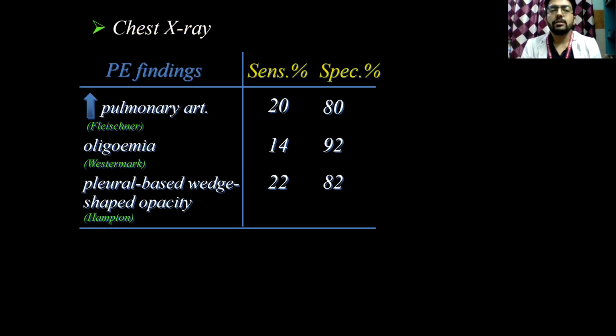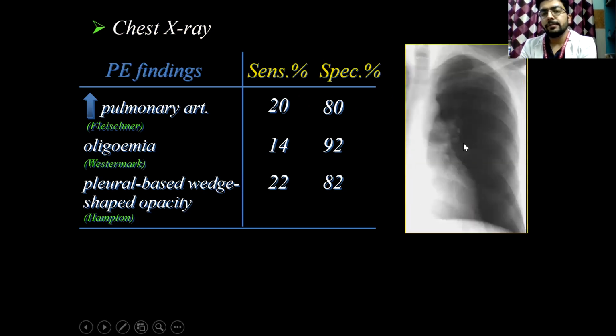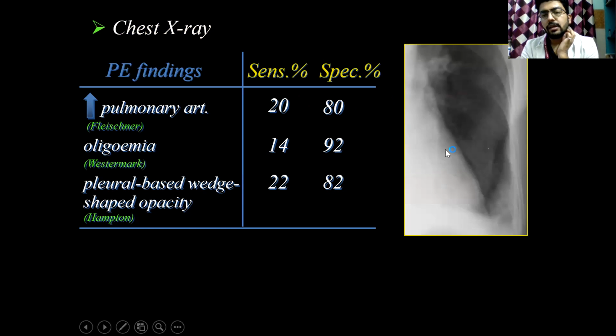So what we see in chest X-ray is increased pulmonary artery diameter, that is Fleischner sign; oligemia, that is Westermarck sign; and pleural-based wedge-shaped opacity, that is Hampton's hump. This is the X-ray image demonstrating the increased pulmonary artery diameter, that is Fleischner sign. This is the oligemia that we see in pulmonary thromboembolism, this is Westermarck sign, and this is Hampton's hump, a pleural-based wedge-shaped opacity.